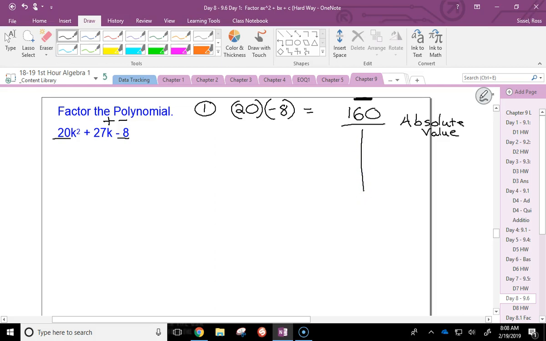And we could go ahead and list all the factors of 160 until we find the absolute value to equal what number? What's it have to equal? Good. Has to equal 27. We could list them all, like 1 to 160 is 159. No. Or 5 times 32.